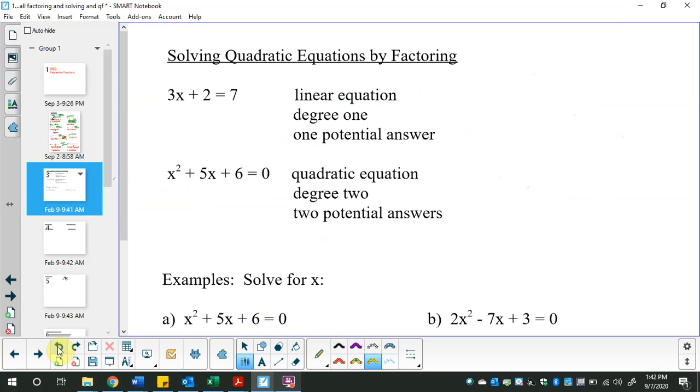Please know that I did put a little bit of effort into the planning of this note so that it isn't as long as it could be. Here's the start of solving quadratic equations by factoring.